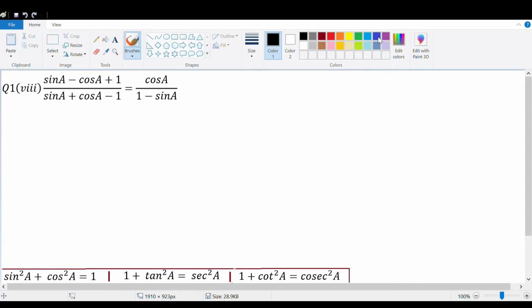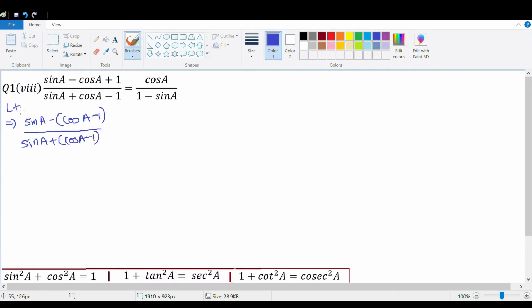Alright guys, let's look at the next question. The next question is question number 1, part 8. It says sine minus cos plus 1 and sine plus cos minus 1. It looks like I'll have to rationalize it. So let's just look at the terms. So this would be sine A minus cos A minus 1 upon sine A plus cos A minus 1.